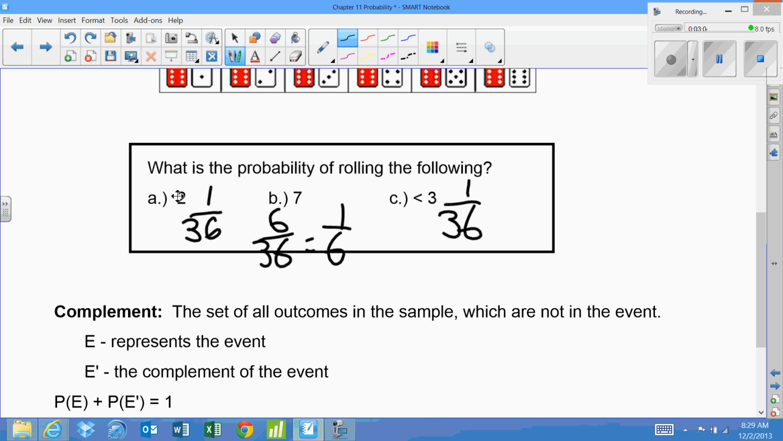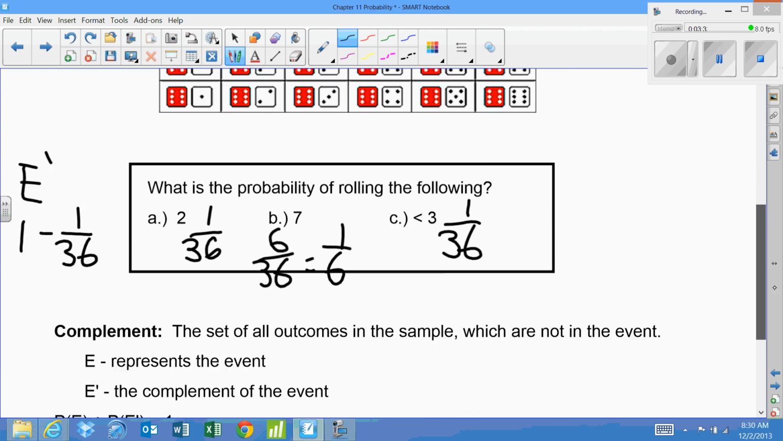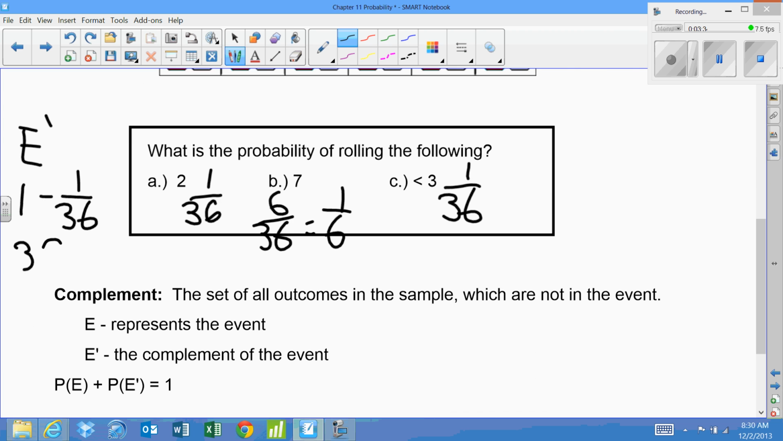So if we look at part A, well, obviously part A and C are going to be exactly the same, but we know that we have a 1 out of 36 chance of rolling a 2, so our complement, or our E prime, is going to be 1 minus 1 out of 36, because it's the probability of not rolling a 2. And if we look, we would cross that off, and then we would add up everything else, which would give us 35 out of 36. That would be our complement to part A.